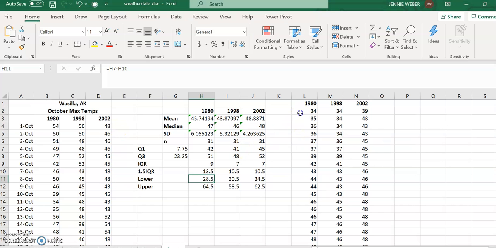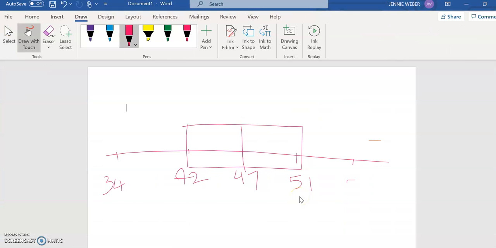34. I need to look over here. My min is 34. My max is 54. Okay, and then I would just put little whiskers out here to show where they would go. You can do this two ways. I went all the way to the ends because I didn't have outliers. If you had outliers, you would have the option.